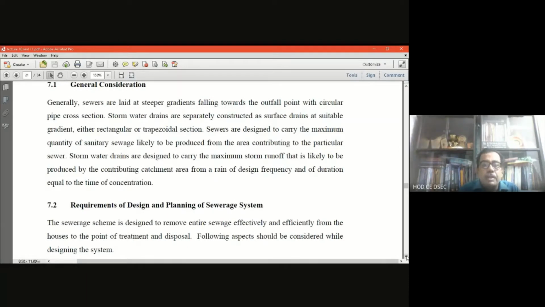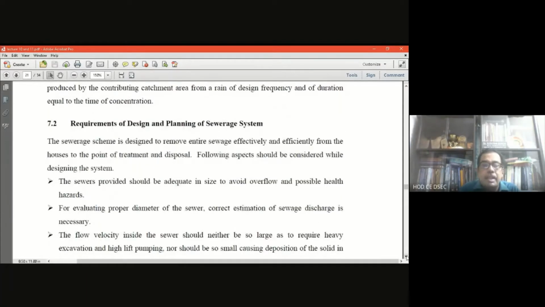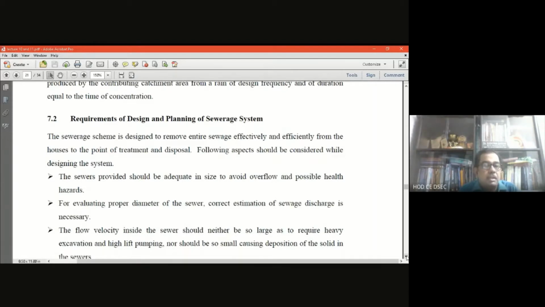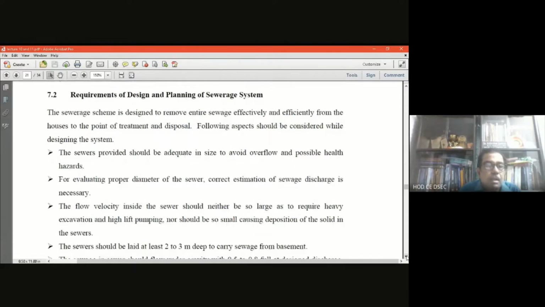Now, coming to the requirement of the design and the planning of the sewerage system. How do you design? How would you take the initiative? First of all, the sewer size has to be adequate, so that we see that no overflow occurs, which may affect us with possible health hazards. That is a very fundamental point: the sewer size has to be adequate to avoid overflow. This is the number one criterion which we must check before the hydraulic design of the sewer.